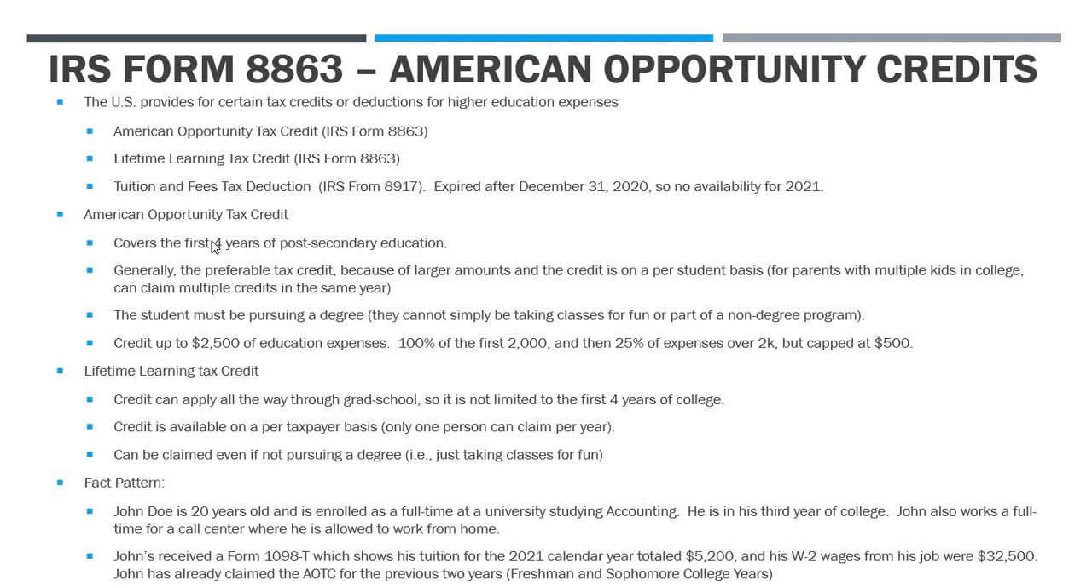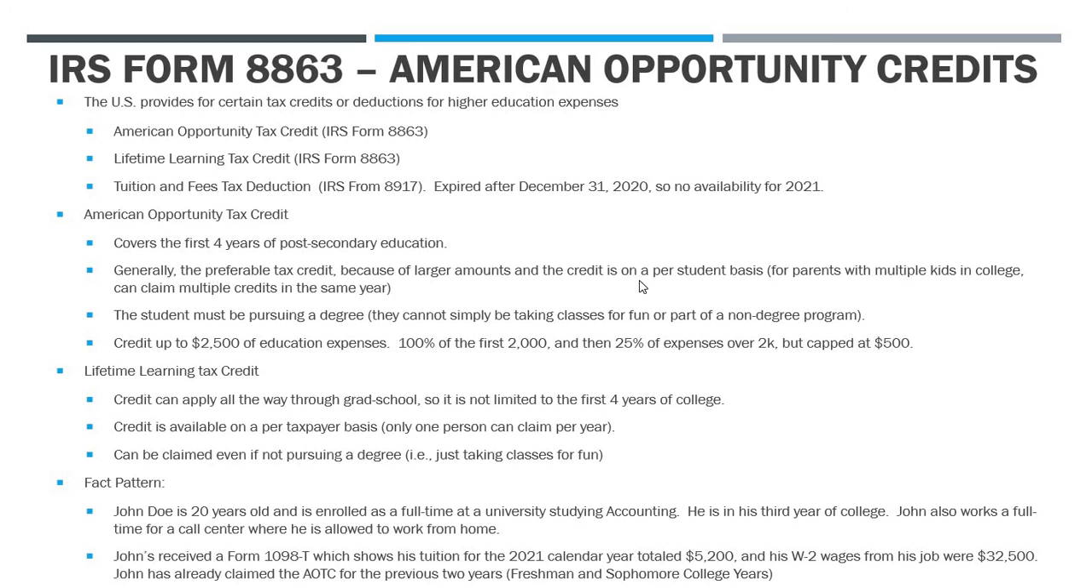Now, the AOTC, once you claim it for the 4 years, then it's done, right? So this really does apply once you enter undergrad, your freshman, sophomore, junior, senior years. This is where you're going to get this credit. Now, the AOTC is generally preferable because you get a larger credit amount and it's on a per student basis. What I mean by that is if you're a parent and you have a bunch of kids in college, you can claim the AOTC for every single student, right? So every child will be able to claim this credit.